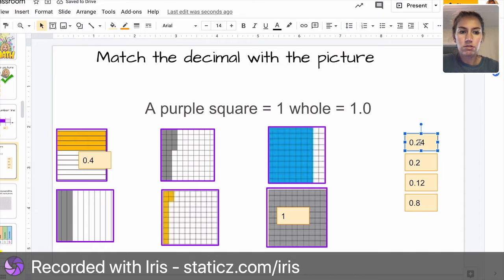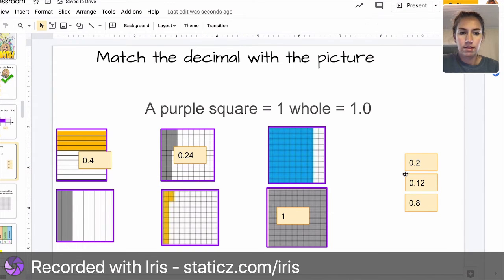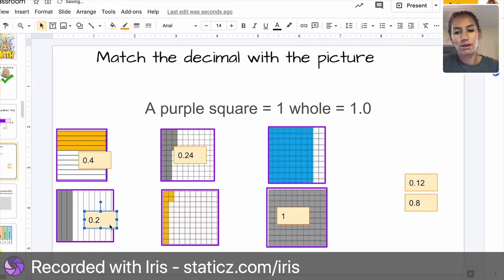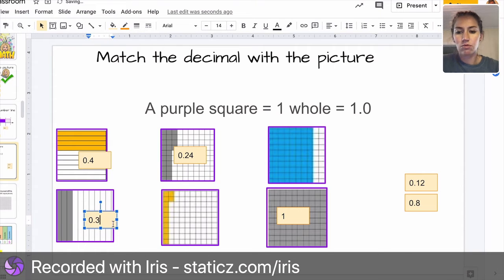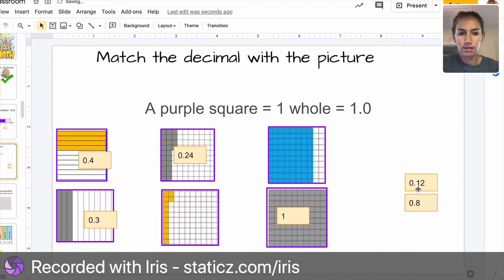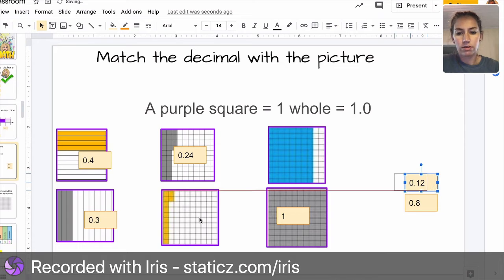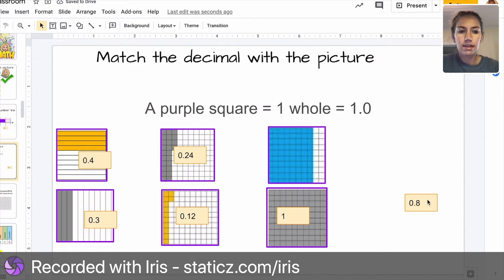This is 2 tenths and 4 hundredths, or 24 hundredths. So it would go here. And then we have 0.2. And some of you told me I messed up. Yes, I did. This is not actually 0.2. This is 3 hundredths. This is 12 hundredths, or we could say it's 1 tenth and 2 hundredths. And then this is 0.8.